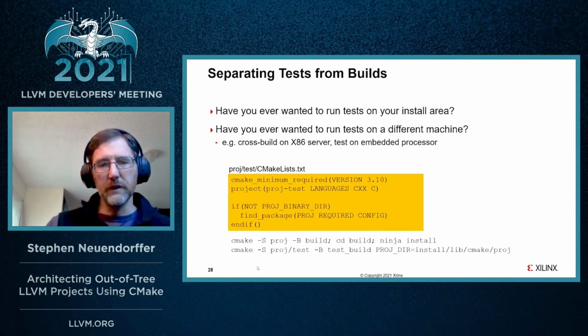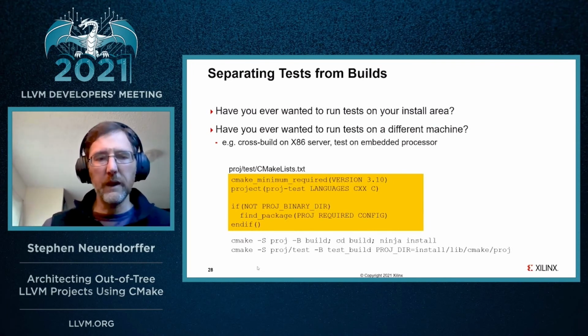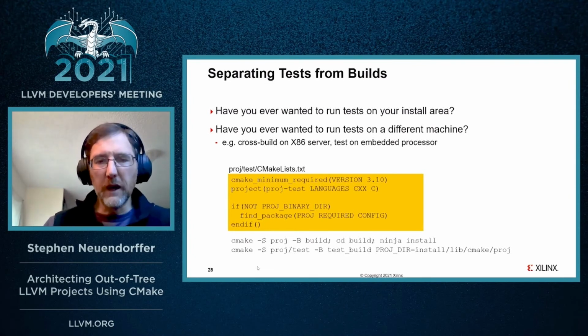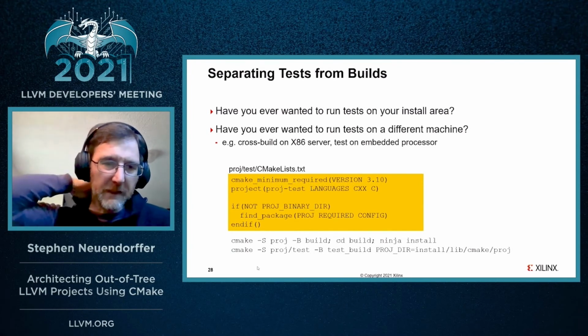Another case that we often run into is that we're doing a cross build. So we want to cross build on a server and then move the installation onto an embedded processor where we're then going to run the tests. But a lot of times on an embedded processor, it's impractical to build LLVM. It just takes too long, or maybe it doesn't build at all.